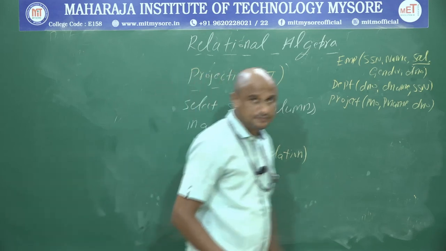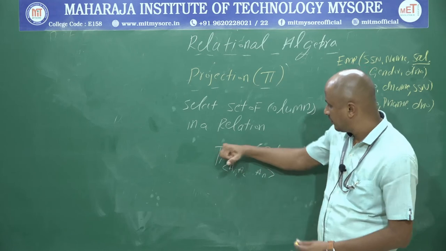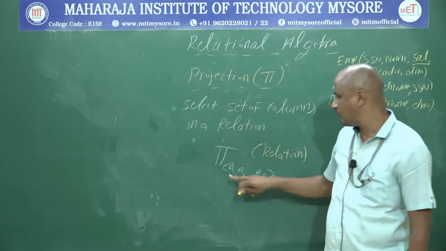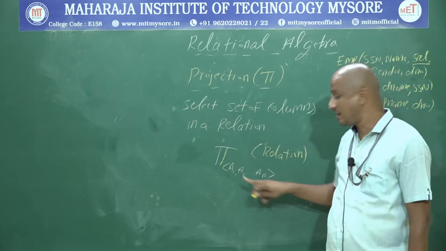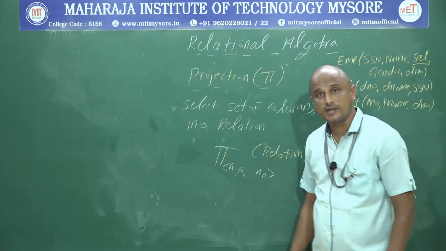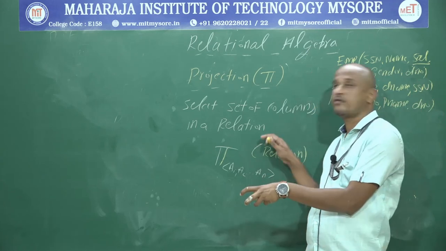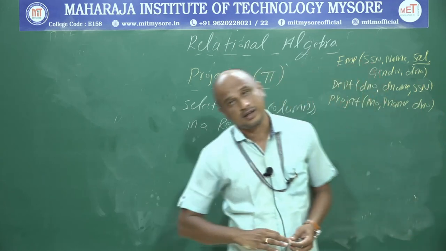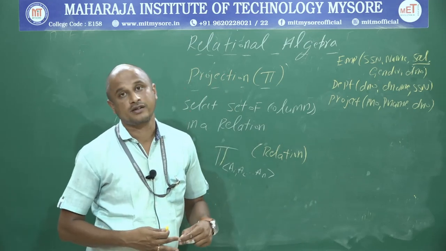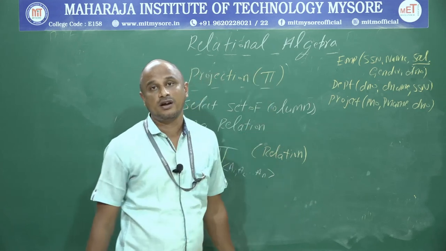So the pi symbol goes with selecting attributes, selecting a set of columns from a given relation. So A1, A2 till AN, a set of attributes will be selected for a given relation R1. So selecting a set of columns from a relation. Okay, so that is called projection.